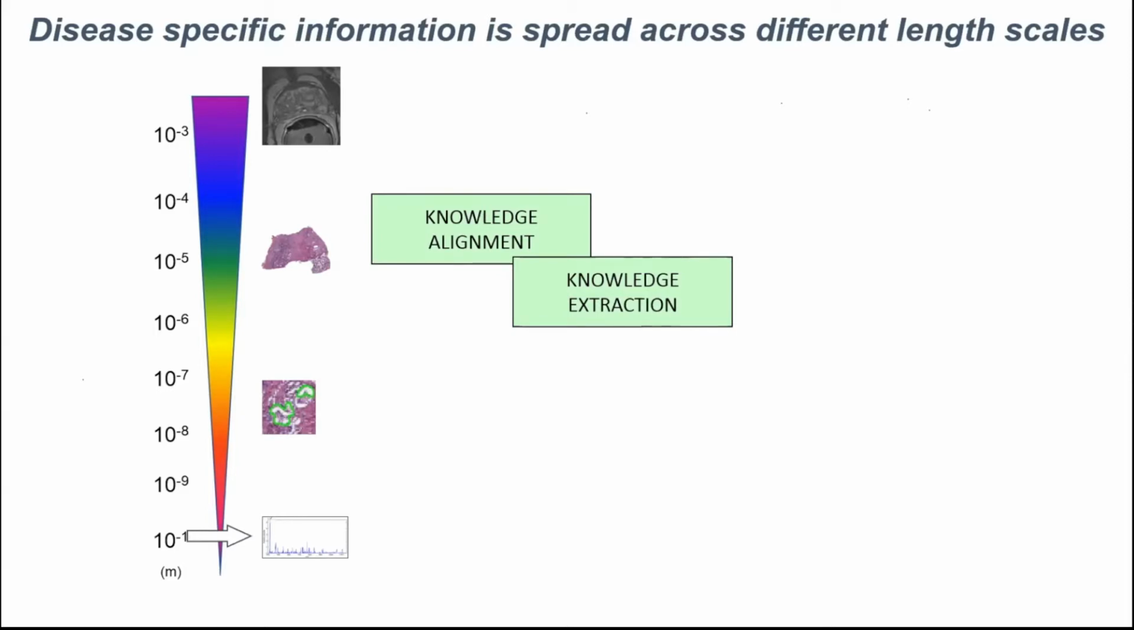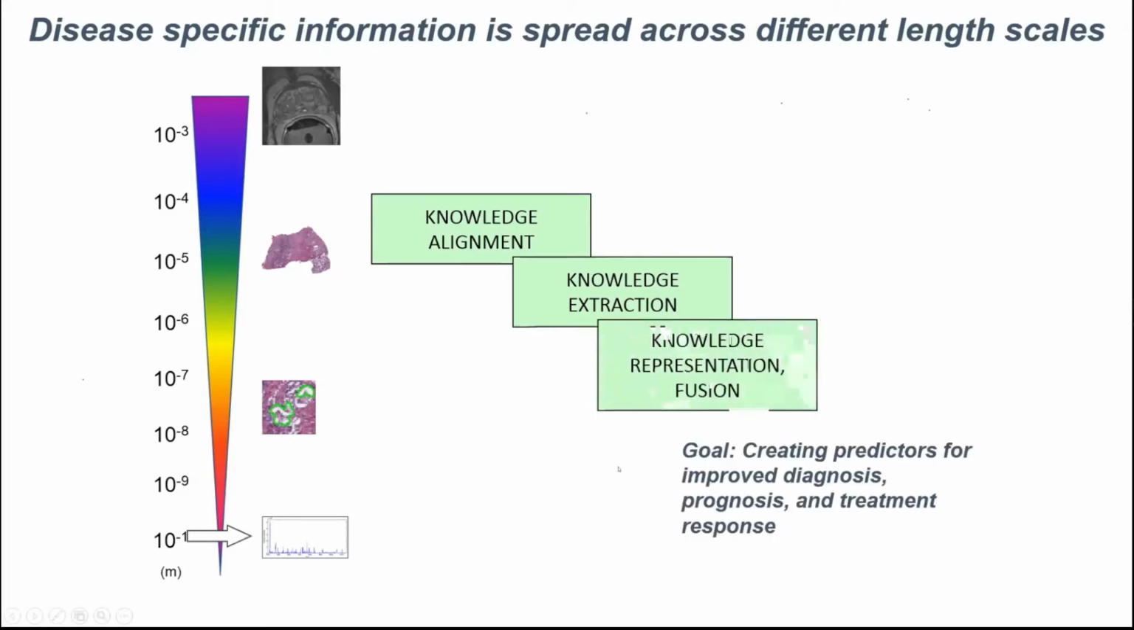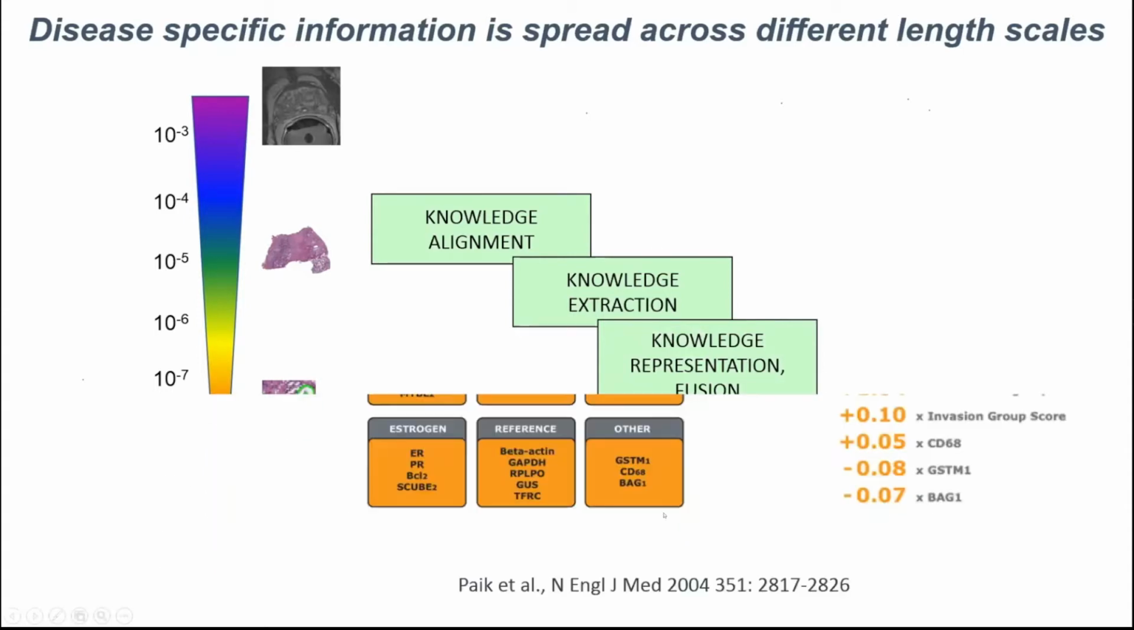What are the kinds of subvisual features that may not be visually discernible by a radiologist or a pathologist? What are those attributes that we can start to extract? And more critically, how can we start to combine the plurality of that data across these different length scales to be able to create integrated predictors, not just to improve diagnosis, but also to prognosticate outcome, to prognosticate risk, to prognosticate progression, and critically, from a clinician standpoint, to predict therapeutic response.